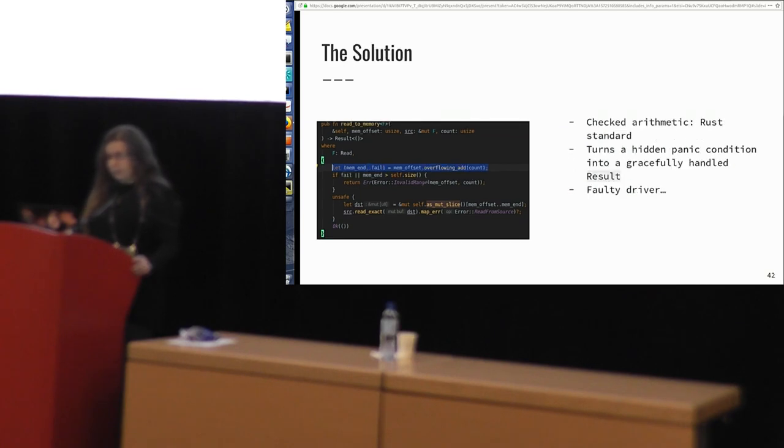The solution was absolutely trivial. The plus sign was replaced with the Rust native overflowing add, which is nice enough to return a Boolean, which marks whether an overflow did occur. And on the lines right after that, we turn that Boolean into a result, which we propagate to the caller function, and eventually makes its way into a log being printed, and an error metric being incremented. And nobody dies anymore, and everything is fine.